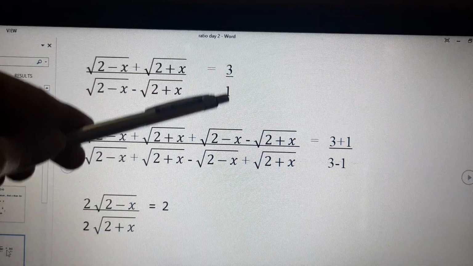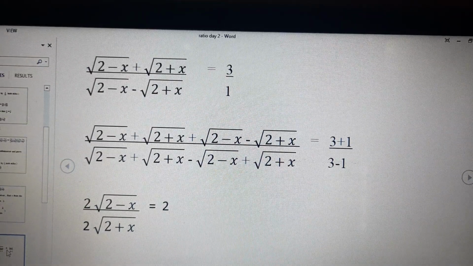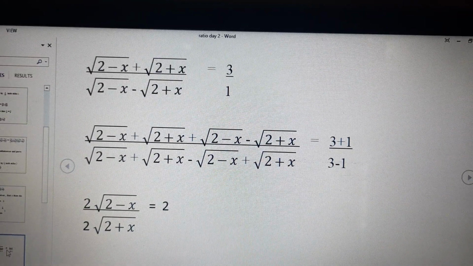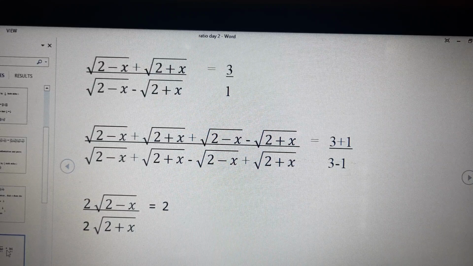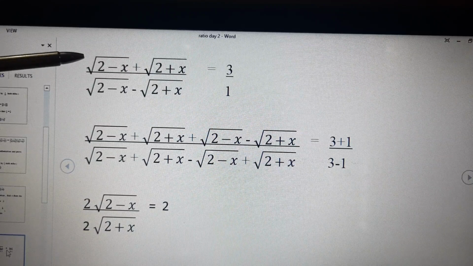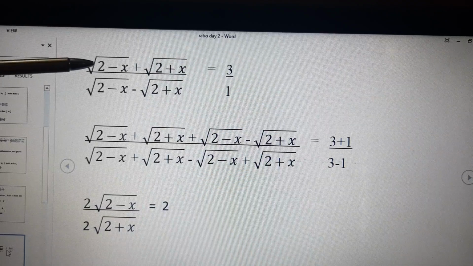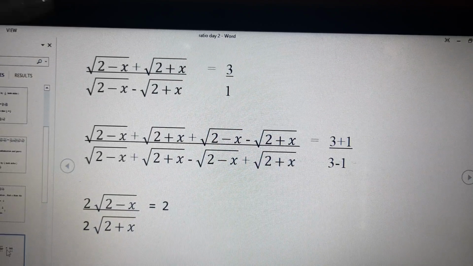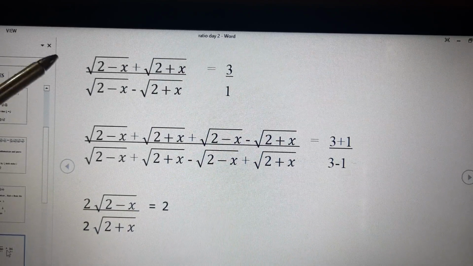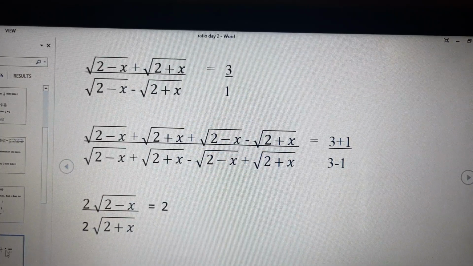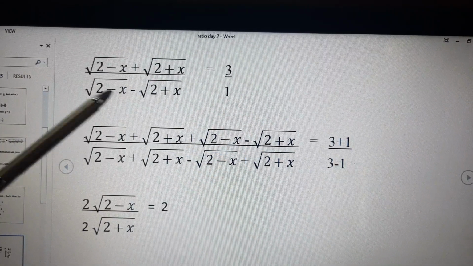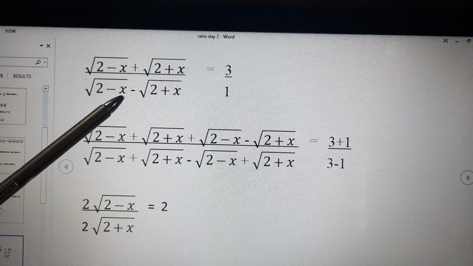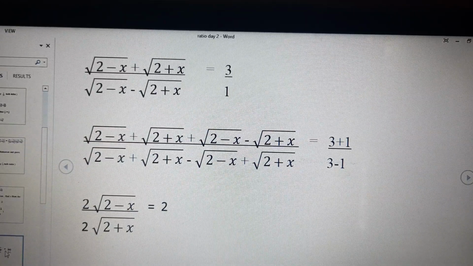So we have written 3 upon 1 because nothing was there in the denominator. So 1 is written in the denominator, on this side, in the RHS. Now we will apply componendo and dividendo: numerator plus denominator, numerator minus denominator. So the numerator root (2 minus x) plus root (2 plus x), plus the denominator root (2 minus x) minus root (2 plus x). No problem.